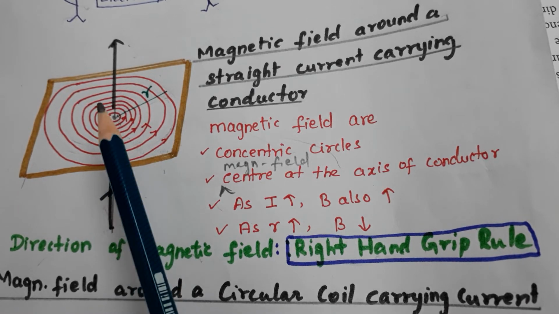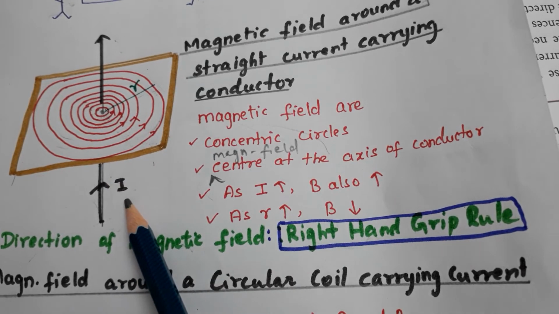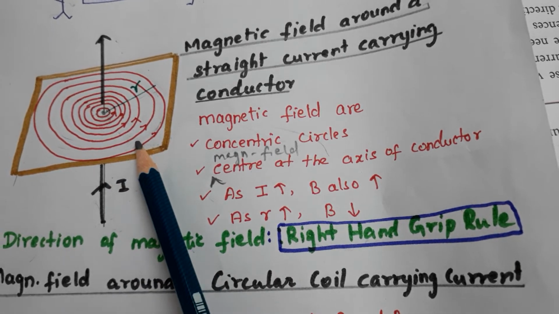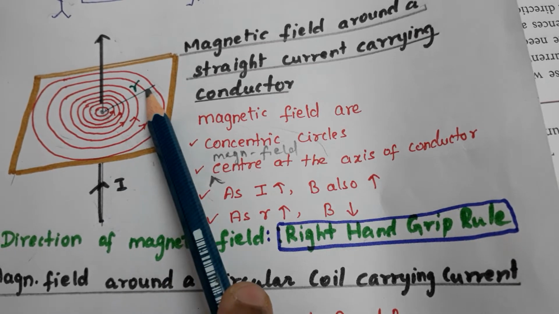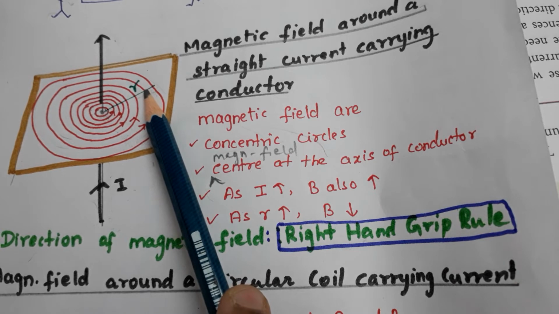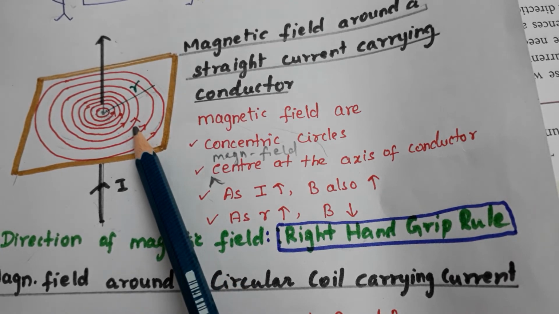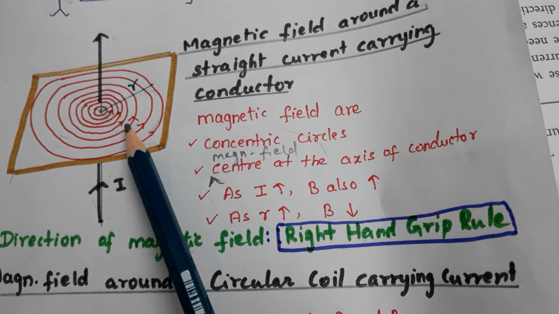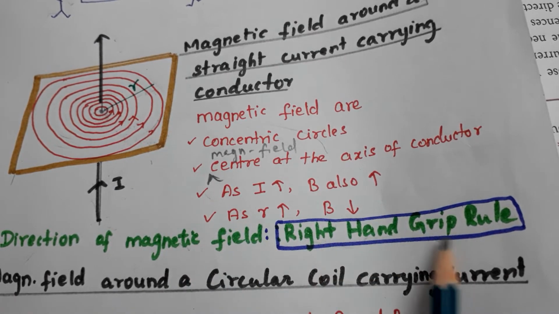Next thing to note is, if the current strength is increased, if the I value is increased, the magnetic field also increases. As you move away from the wire, as r increases, the magnetic field strength was found to be decreasing. To find the direction of the magnetic field, you know that the magnetic field is circular in shape, so the direction should be either clockwise or anti-clockwise. To find the direction of the magnetic field, the right hand grip rule is used.